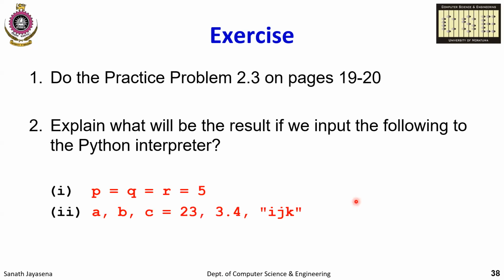And what about this one? You say A, B, C equals three values here: 23, 3.4, ijk as a string. See what happens. And yet another one. Here, when you use this square bracket, we say it's like a list format. So we give a list of X, Y, Z on the left-hand side, and on the right-hand side, you give a list of three values, and see what happens. Okay.